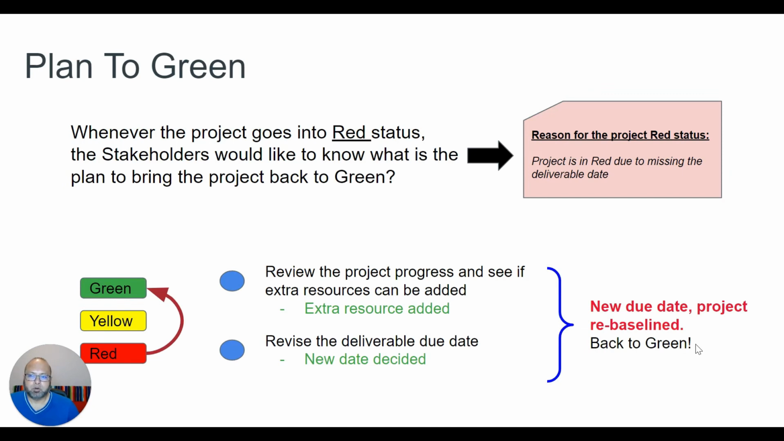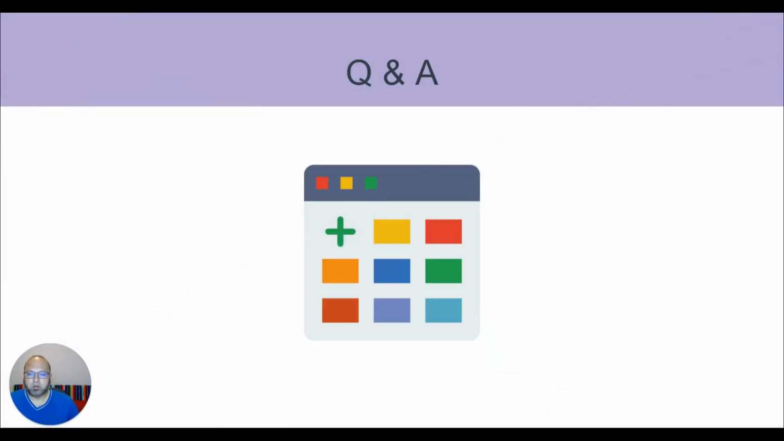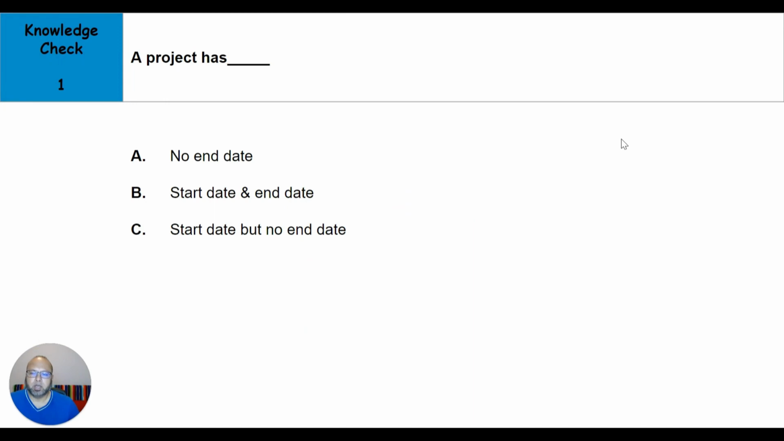So this is important to understand, that whenever the project goes into red, you need to start thinking about how do you bring it back to green. So now that we are at the end of the project management basics, let's see how well you have understood this course by going through some of the questions, and I'll give you some time to answer.